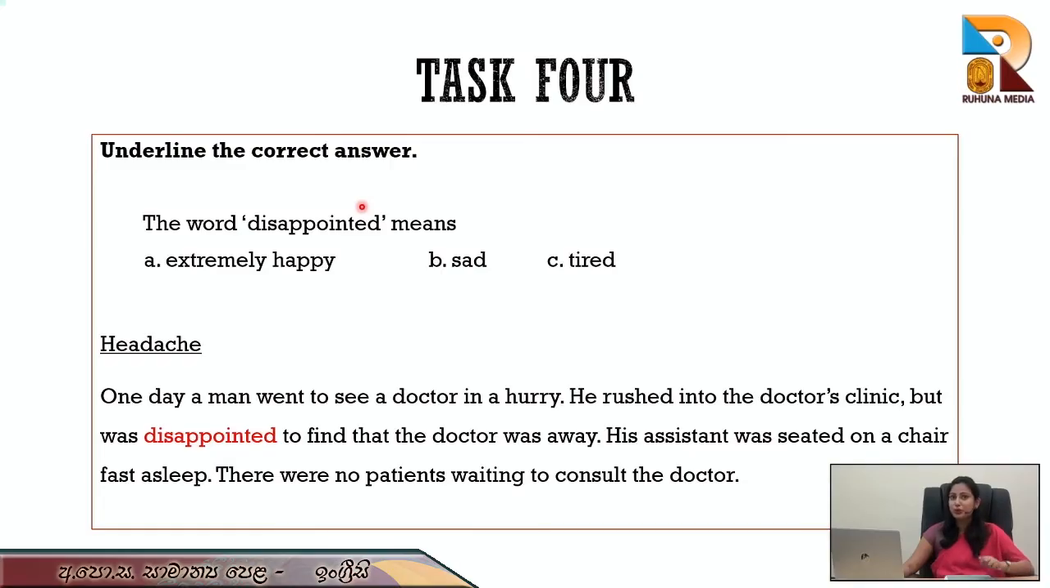So we'll explore this using this task. Underline the correct word. The word disappointed means, we'll assume that you don't know the word disappointed. There are three options: extremely happy, sad, and tired. Now you are going to read the sentences which come before and after this word. I have highlighted the word in the passage. We'll read headache, the topic.